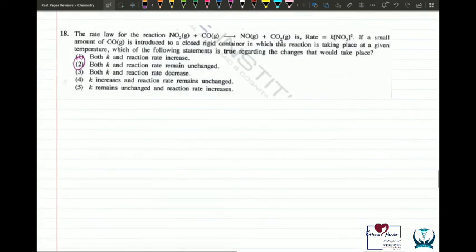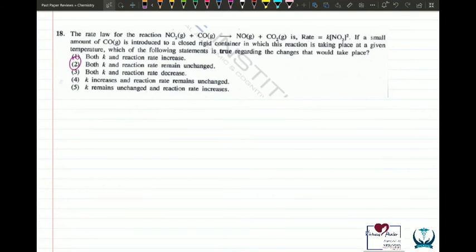Question number 18. The rate law for the reaction NO2 plus CO giving NO gas plus CO2 gas is rate equals K NO2 squared. A small amount of carbon monoxide was introduced to a closed rigid container in which this reaction is taking place at a given temperature. Which of the following statements is true regarding the changes that would take place?